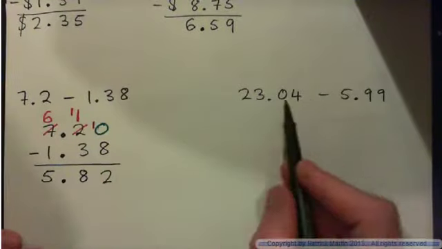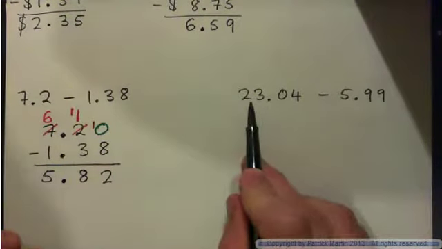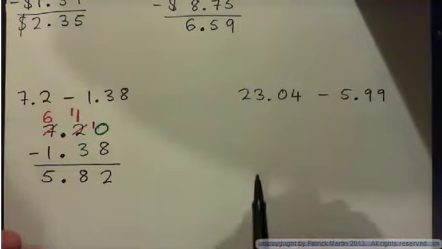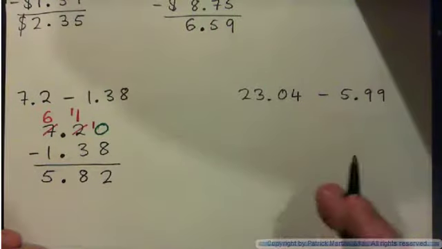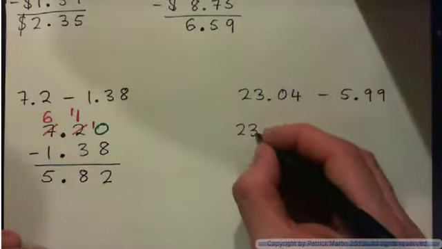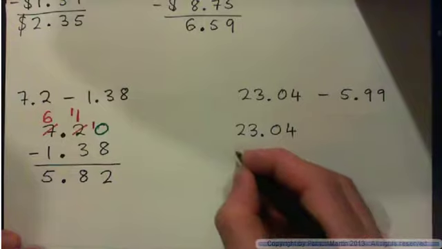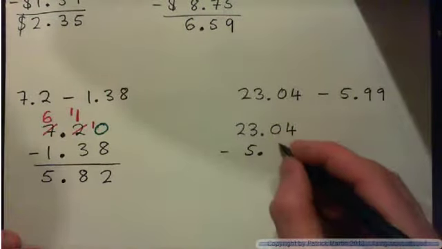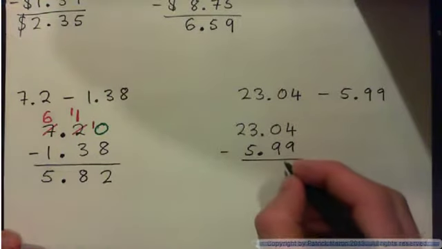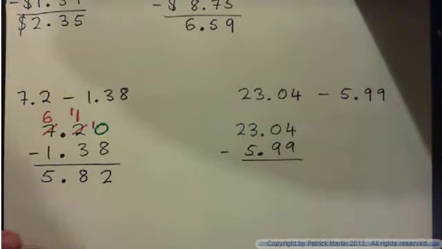Okay, so by all means press pause and try this guy. 23.04 minus 5.99. Okay, now we'll try it. 23.04 minus 5.99, with the decimal points underneath each other, right? Like that.